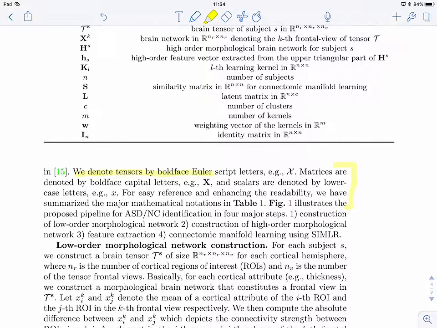how we're using bold-faced Euler script letters for tensors and matrices, etc. And as you can see, for enhancing readability, we have summarized the major mathematical notations in table 1. And for figure 1, we're just summarizing what's in figure 1, which is the heart of the paper, as I mentioned earlier. So these are the different steps.